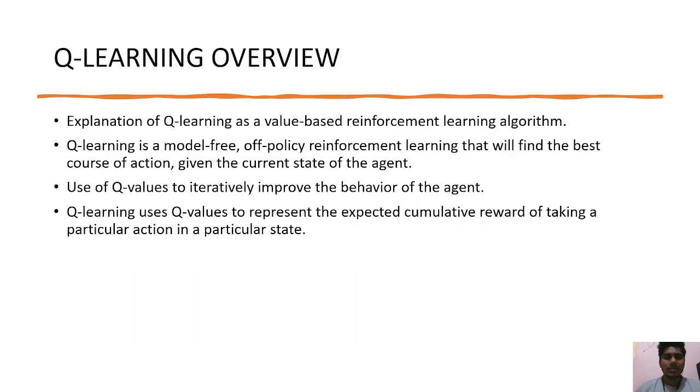So the second topic is Q learning overview. Explanation of Q learning as a value-based reinforcement learning algorithm. Q learning is a model-free off-policy reinforcement learning algorithm that will find the best course of action given the current state of the agent. It uses Q values to iteratively improve the behavior of the agent. Q learning uses Q values to represent the expected cumulative reward of taking a particular action in a particular state.